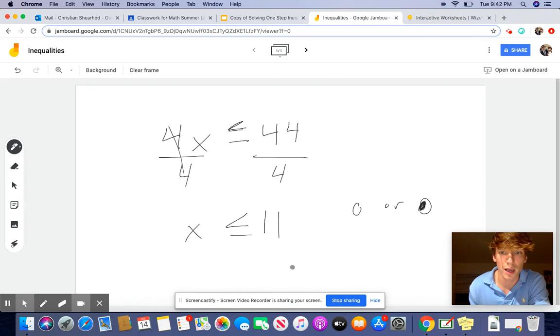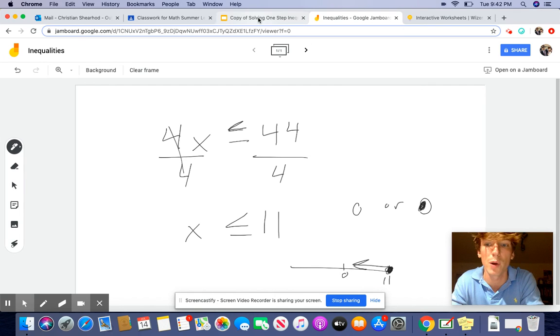So let's go ahead. We have 0. We have 11. We have a solid circle. And then x is less than or equal to, so it should be going towards the left, towards lesser and lesser things. Okay. I think we've covered most everything you should need to do your assignments.